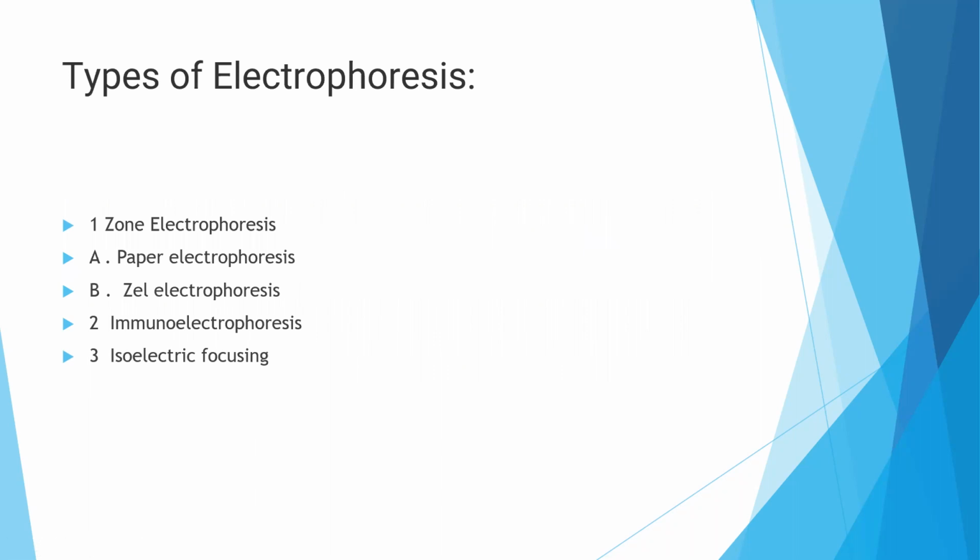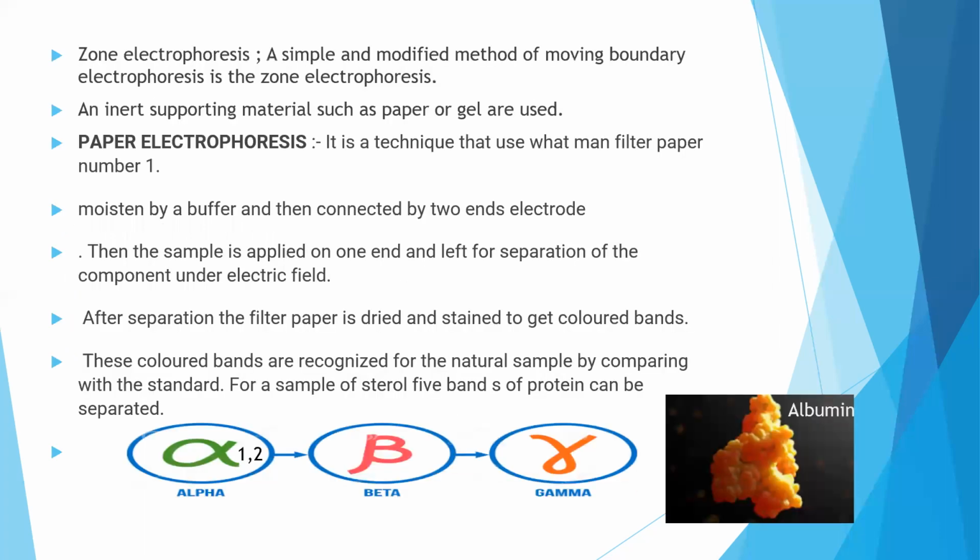Next, types of electrophoresis. The first one is zone electrophoresis. The second one is immunoelectrophoresis. The third one is isoelectric focusing. First, zone electrophoresis. There are two types of zone electrophoresis. The first one is paper electrophoresis. Next, gel electrophoresis.